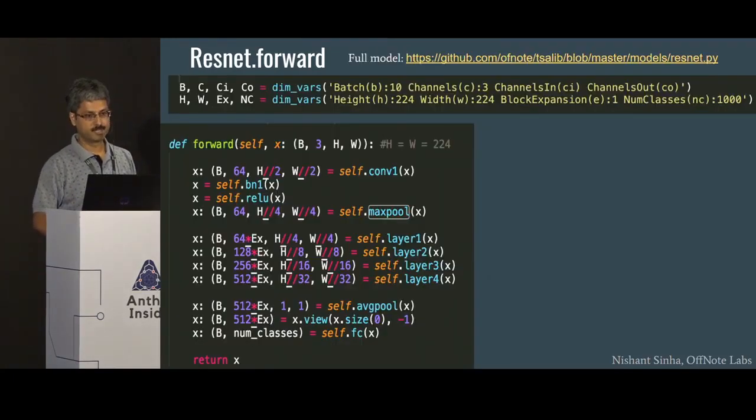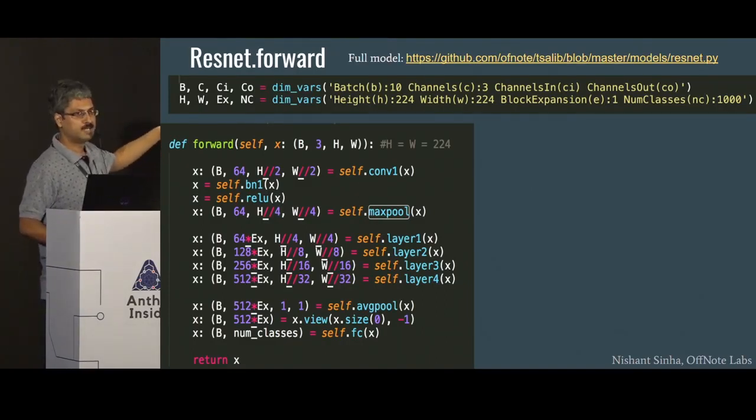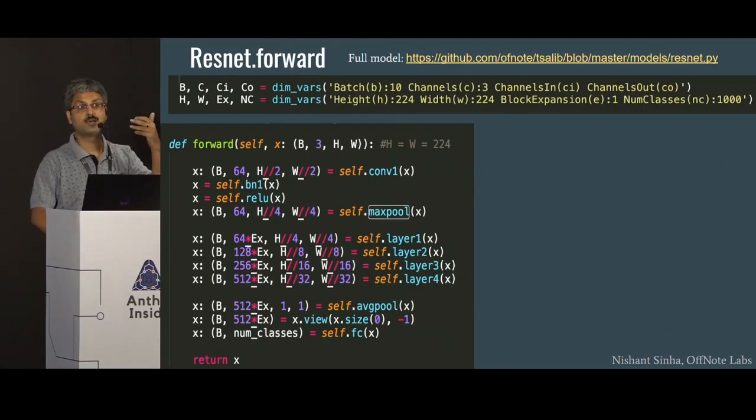The tsalib version is this. Okay, the same forward function where each variable is labeled by its shape. So what you see are x colon something, which is the type annotation that Python allows. You can put arbitrary types or your own defined types there.